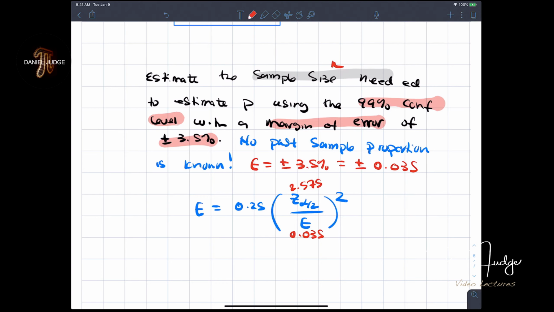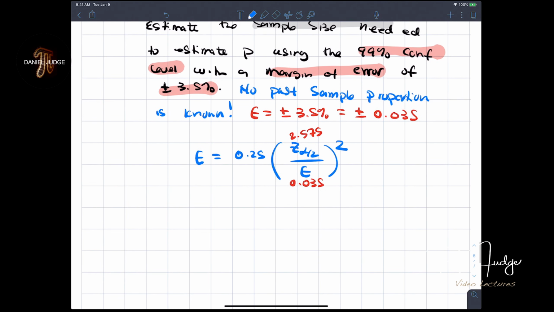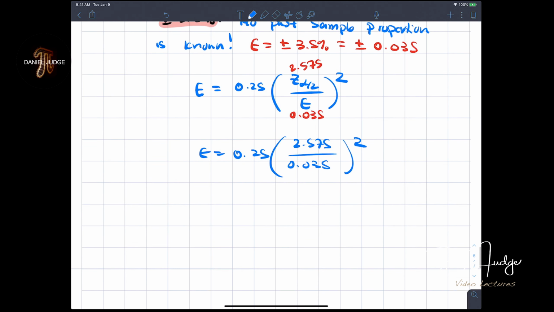And yes, Joanna, 2.575. Make sure you have that number handy because it's your test. You guys know? Make sure that information's ready for you. So when you plug this in, and here's what's going on. 0.25 times 2.575 over 0.035. We're raising that to the second power. And I apologize again. This is my N.